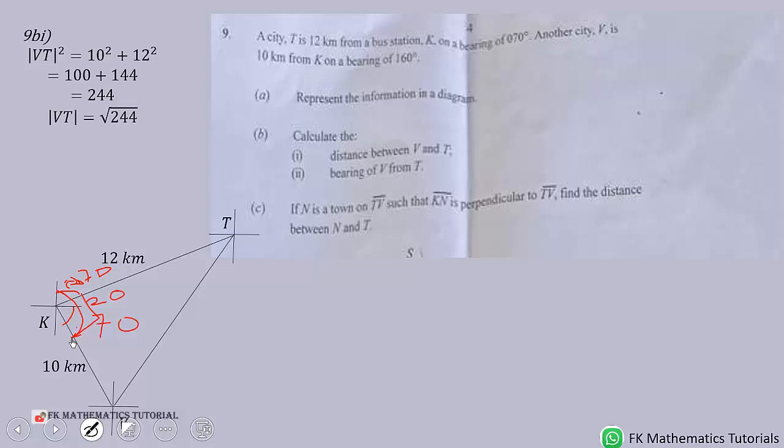So it means from here to here will be 70. Because 70 plus 90 will be 160. So this angle here is 90 degrees. So we can use Pythagoras theorem to find the distance between V and T. So VT squared will be equal to 12 squared plus 10 squared. And using Pythagoras theorem, we can simplify to get VT to be square root of 244, which is square root of 61 times 2, or 2 root 61 kilometers.